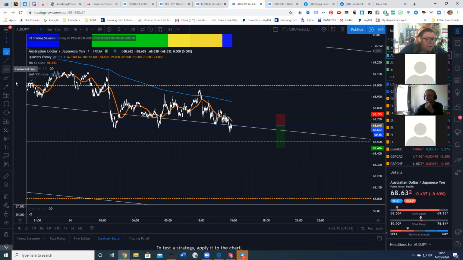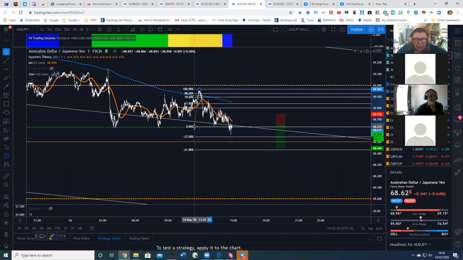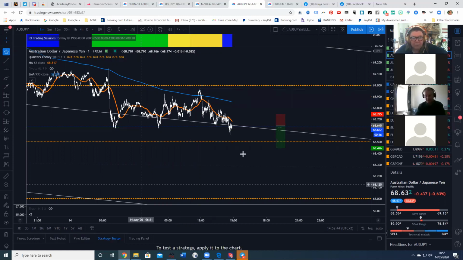So let's just see if I can find my fibs. I can't even find my fib now. I think they've changed the menu. So past to present there, high to low. So it's not the best fib for me either on that one.